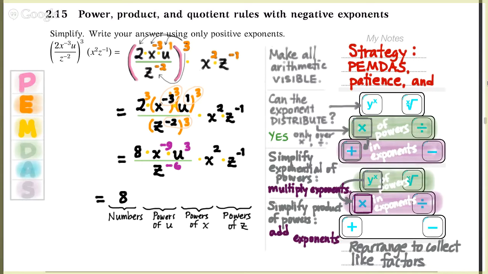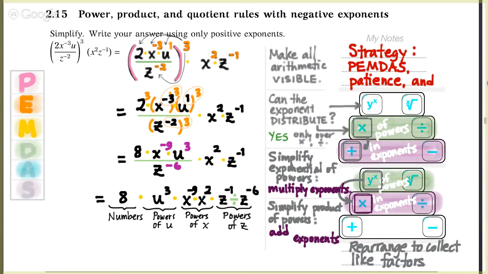Well, there's only a single numerical coefficient here, that's 8. There's only a single power of u here, that's u to the power 3. But there are actually 2 powers of x being multiplied, x to the negative 9 and x to the 2. And there are 2 powers of z being multiplied, actually in this case divided, z to the negative 1 and z to the negative 6. I'm going to reinstitute the multiplication signs in front of all those things that are being multiplied, but then also a division sign in front of that z to the minus 6. After all, that z to the minus 6 is in a denominator, and since it's in a denominator, that means we're dividing by it, not multiplying by it. That's going to be really important in just a moment.